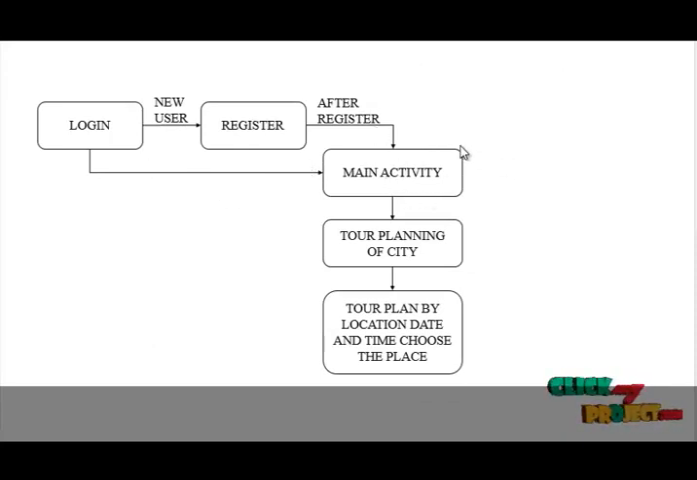We have two buttons. One is tour planning, and the other option is tour viewing. Tour planning of a city means planning the tour. For example, if you go to Delhi, first of all you go to Agra and the Taj Mahal, so you select the city for creating the tour.